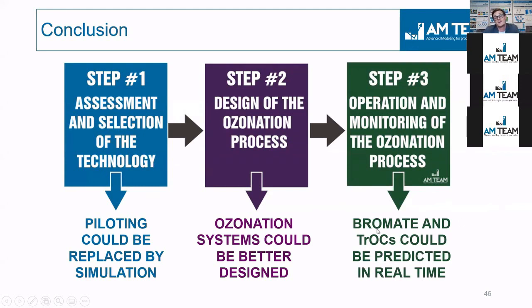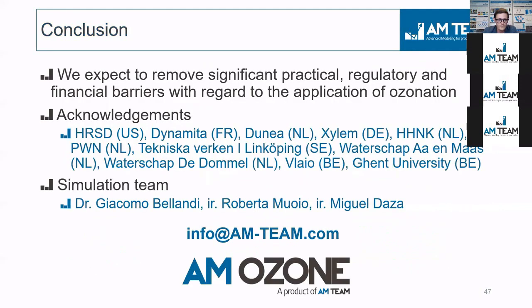And then also what is very promising is having this model coupled with a real plant as a real digital twin. A digital twin will give you in real time the bromate, but also the removal of your trace organics. And this is something we will bring in real life in 2021 at a couple of plants around the world, where we will have this AMOZONE model running in real time as a real digital twin.